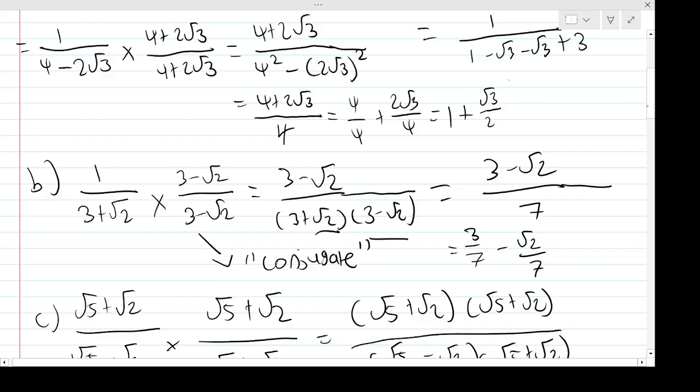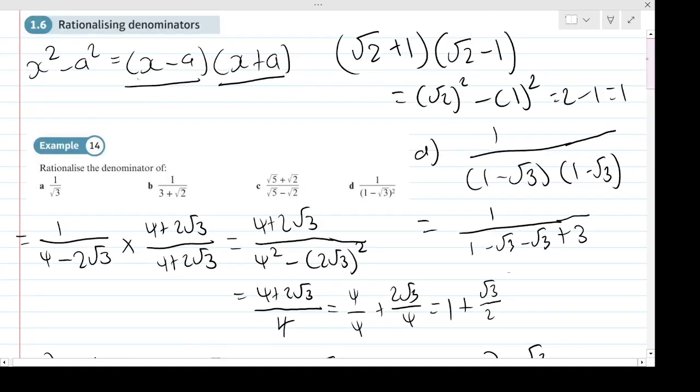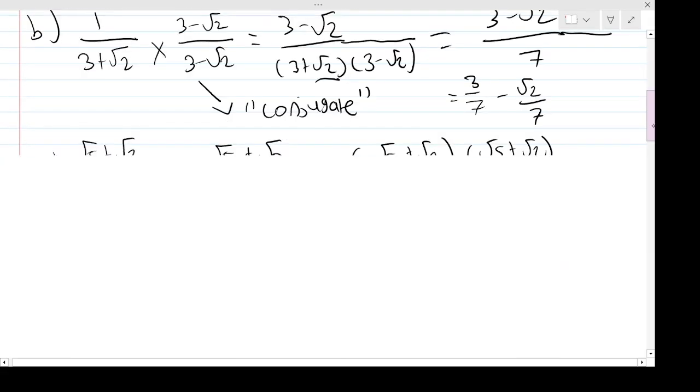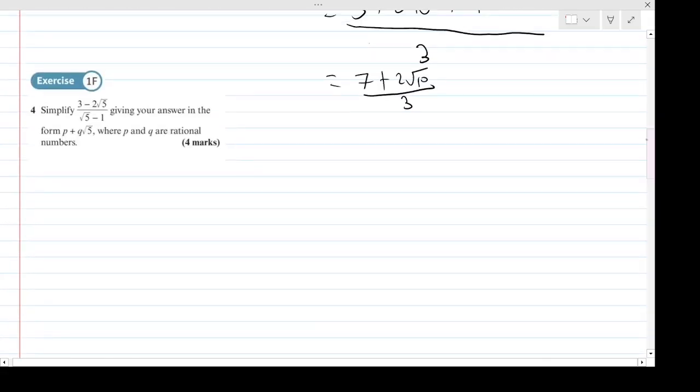So in this case, Part B, 3 plus root 2, 3 minus root 2 will always give us 7. You can expand that if you're not confident, but we can recognise that's the difference of two squares. Again, remember that's in the form x squared minus a squared. That we looked at the very top of the section here. Okay, so let's try and look at some more examples then.